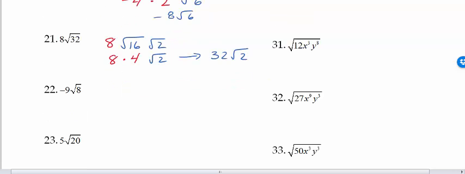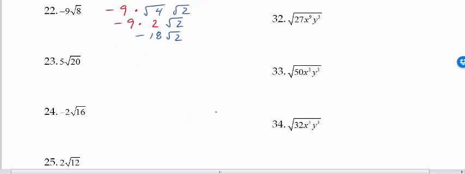The negative 9 comes down, and the square root of 8 is 4 and 2. That leaves us with negative 9 times 2 with the remainder of root 2 inside, giving us a final answer of negative 18 root 2.